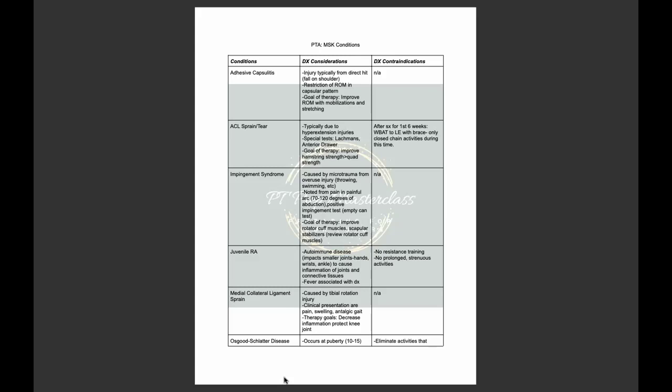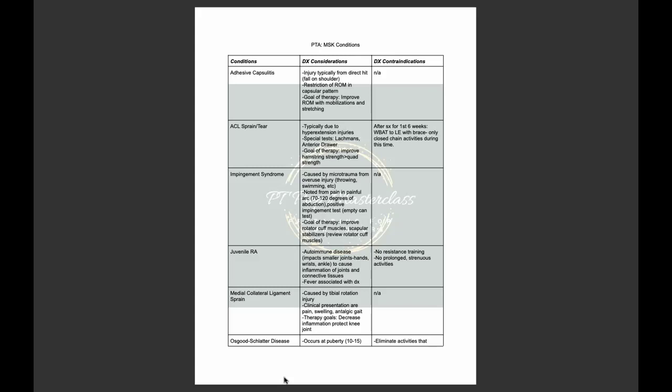Medial collateral ligament sprains, we've talked about those previously, but remember they're caused by tibial rotation injury. So obviously the medial torsion. Typically this individual is going to present with pain and swelling and an antalgic gait. So the therapeutic goals are going to be decrease inflammation, protect the knee joint. Typically the protection of the knee joint is going to be done by improving biomechanics. So how this individual squats, how they run, how they jump. We're really working to improve that.